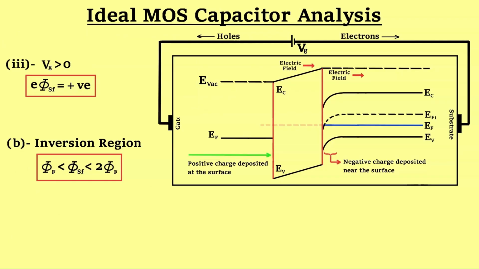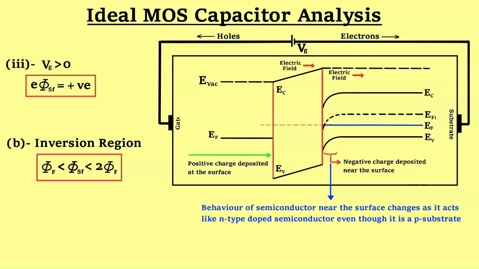In the second case, the surface potential is greater than Fermi potential and smaller than 2 times of Fermi potential. When the applied external voltage becomes even greater, then the semiconductor near the surface changes its behavior completely, meaning that it behaves like N-type semiconductor rather than P-type semiconductor. This case is referred to as inversion region.